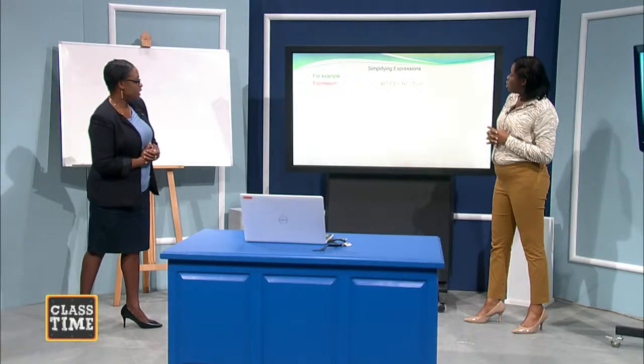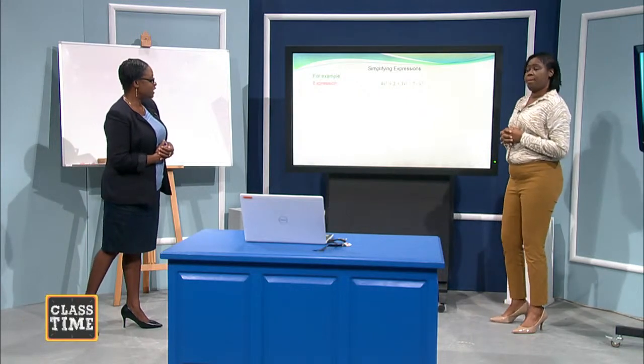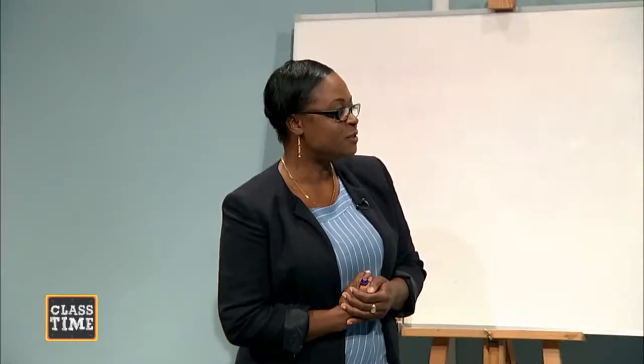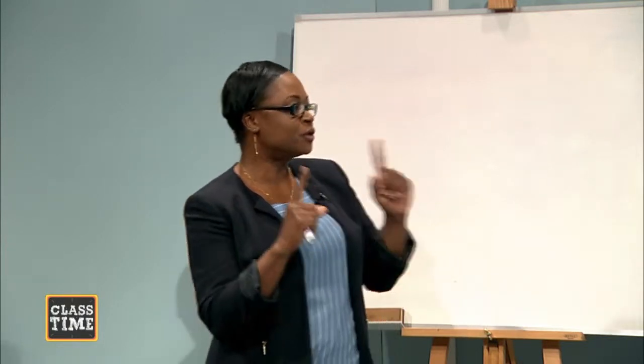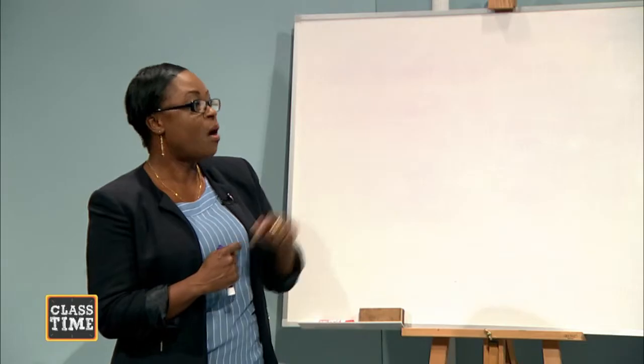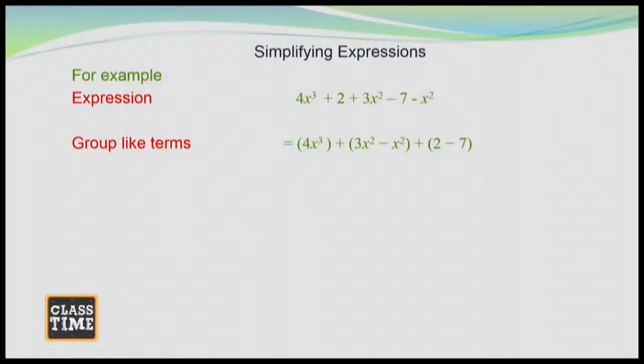I am looking and I am seeing like terms. I'm seeing variable x squared, x squared. So there are 3x squared and x squared. So those would be the like terms for me. Right. Also, the constants, 2 and negative 7. Very good. So we have grouped those. Remember, we look for our like terms, group them, and then we simplify.